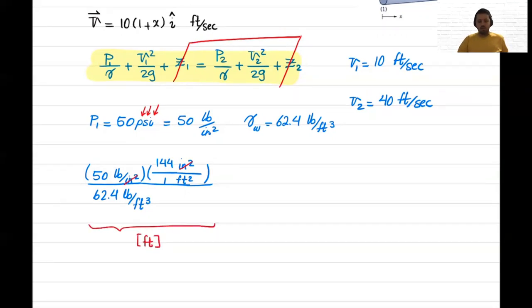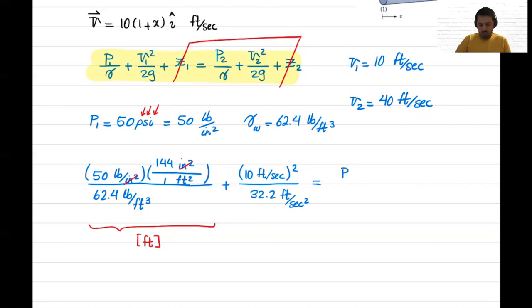So this was P1 over gamma. And then we have V1 squared over 2g. V1 is 10 feet per second from here. So it's 10 feet per second, and it's squared, and it's divided by 2 times gravity. And it's equal to P2 over gamma.